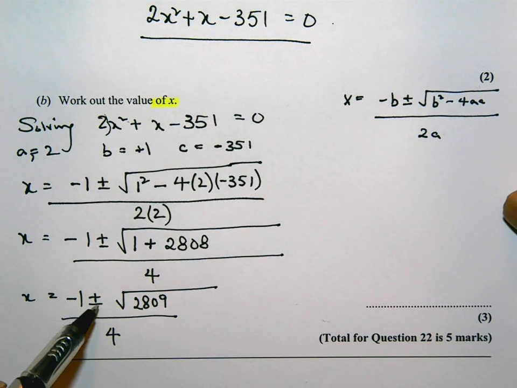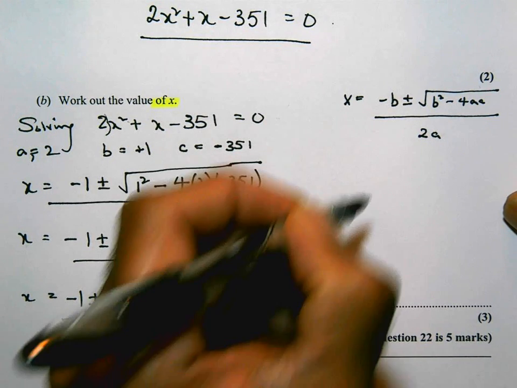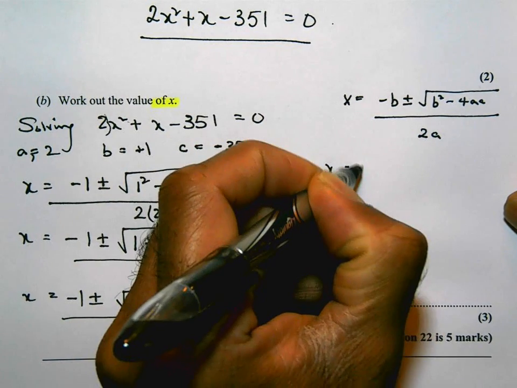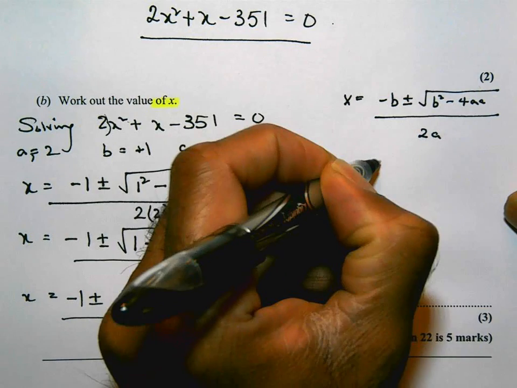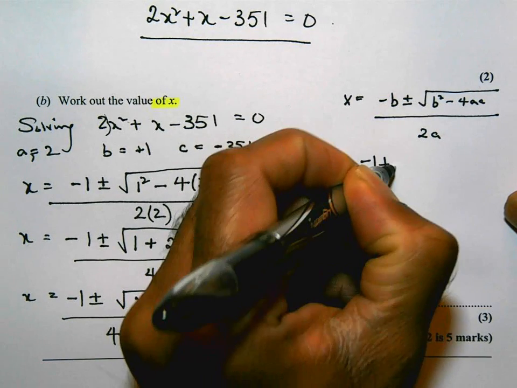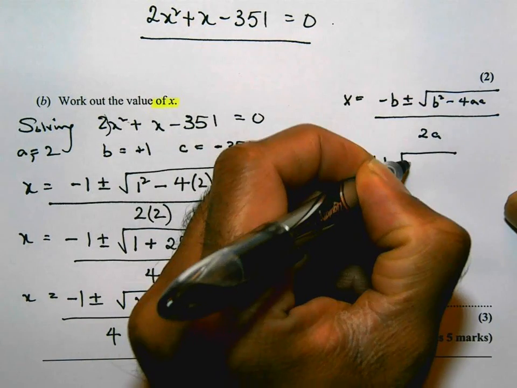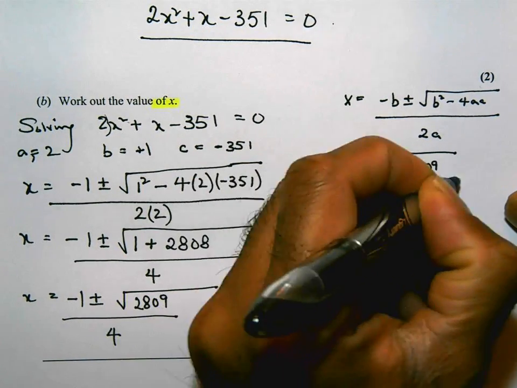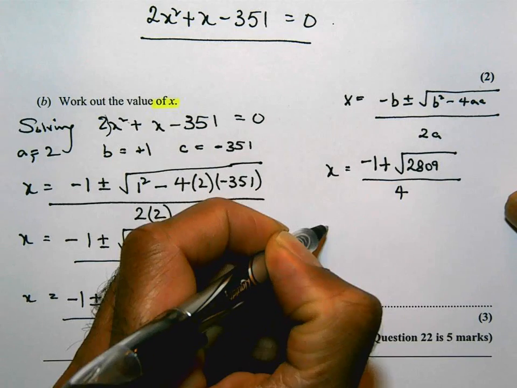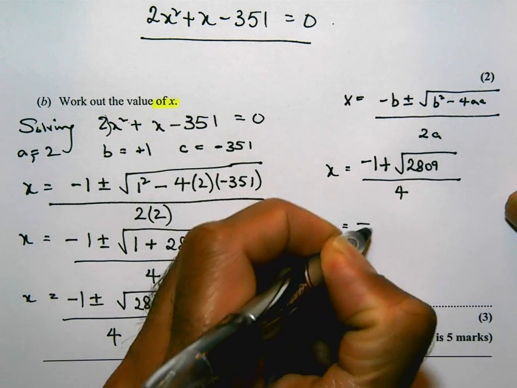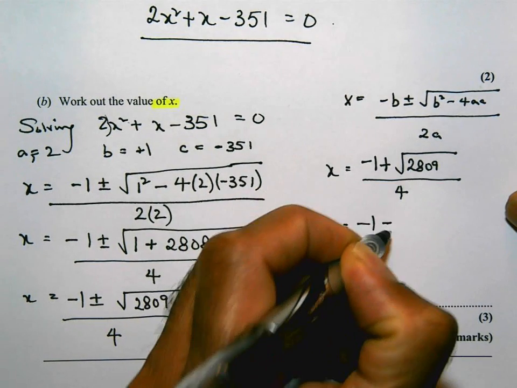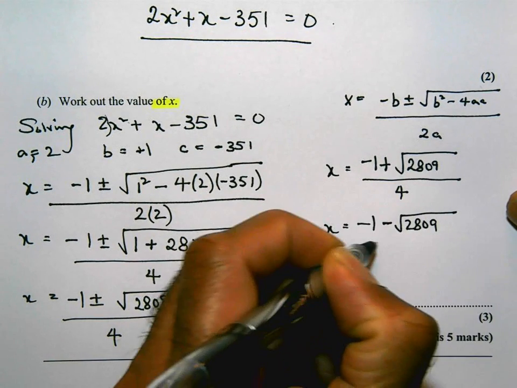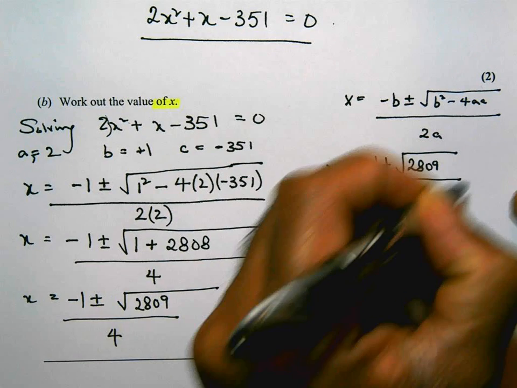So my answers are x is equal to minus 1 plus the square root of 2,809 all over 4, and x is equal to minus 1 minus the square root of 2,809 all over 4. I'm going to work out the number values of each of those using my calculator.